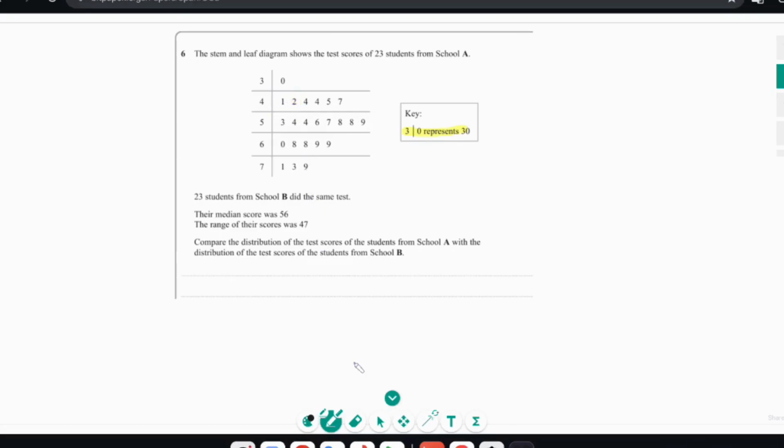23 students from school B did the same test. Their median score was 56. The range of their scores was 47. Compare the distribution of the test scores of the students from school A with the distribution of test scores from school B. Okay, so the median is the middle number.